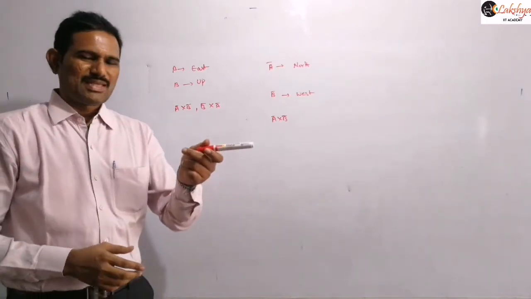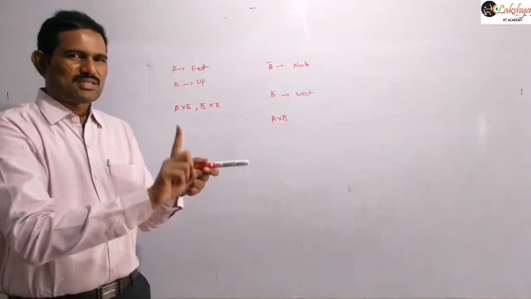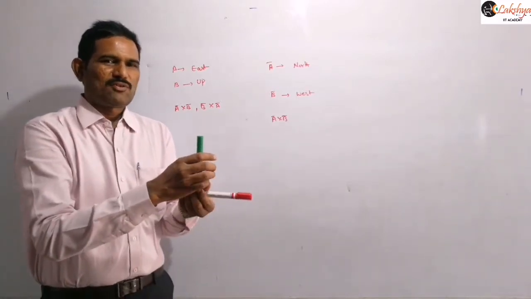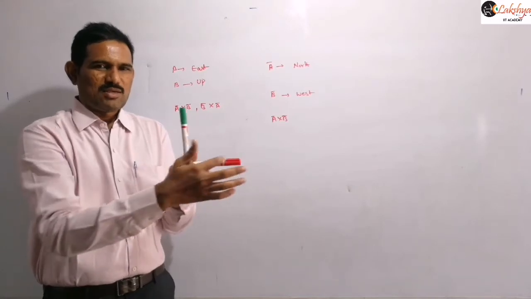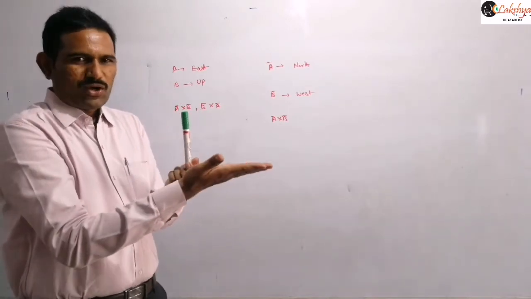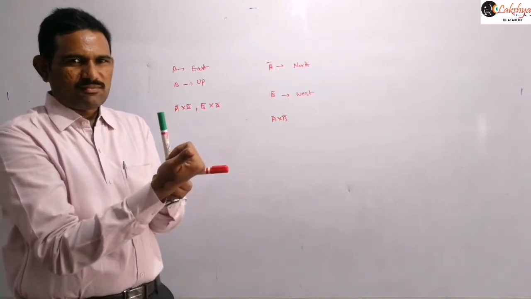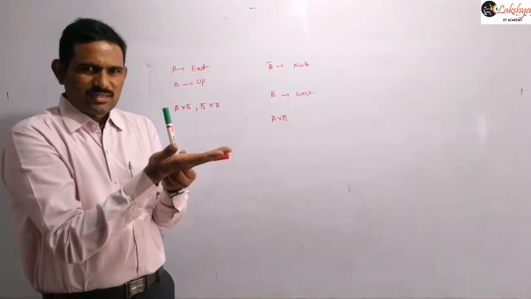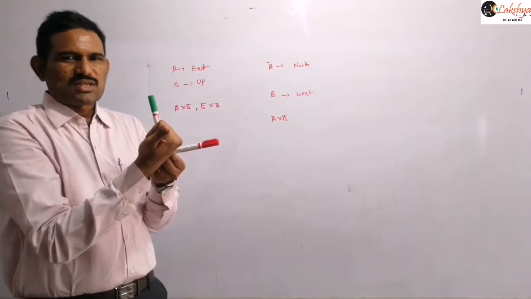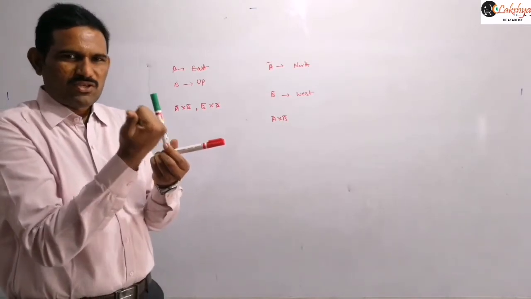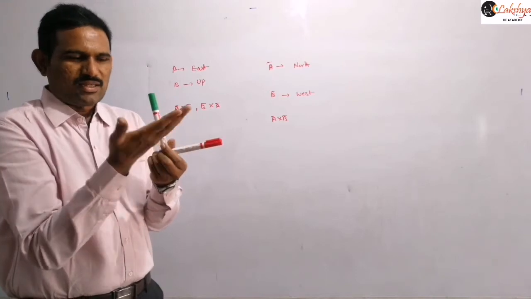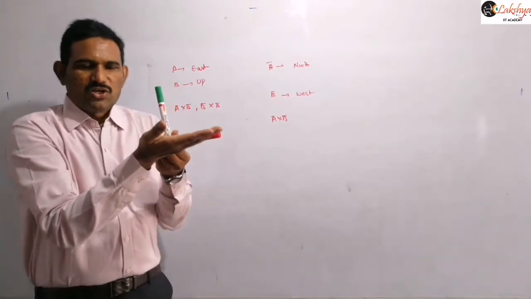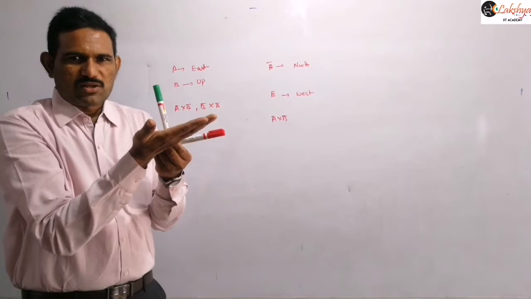So a bar is towards east, and b bar is vertically up in the first example. Let us take a bar like this, and b bar will be like this. This is a bar towards east and this is b bar. For a bar cross b bar, we should place the four fingers like this, so that when we close them, they move towards the second vector. Then the thumb will be perpendicular to the plane containing these two vectors. So we should place the right hand like that, and the thumb is perpendicular to this plane.